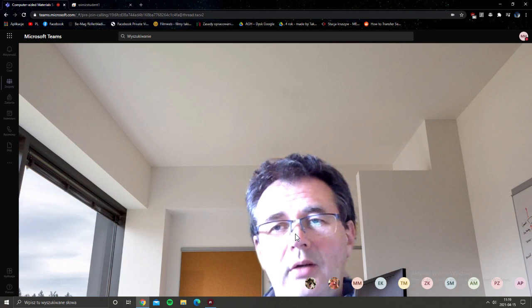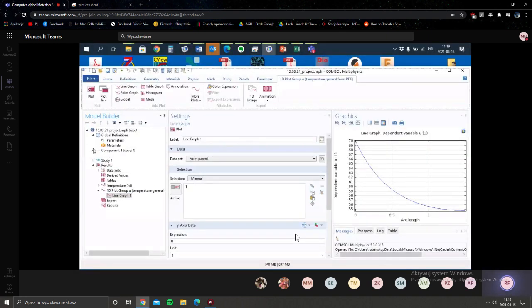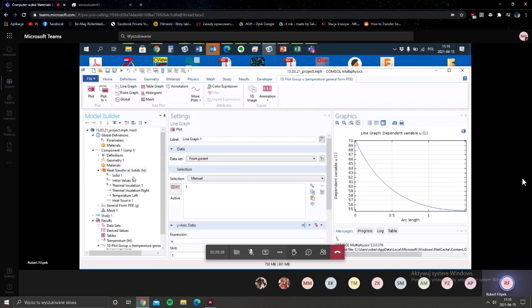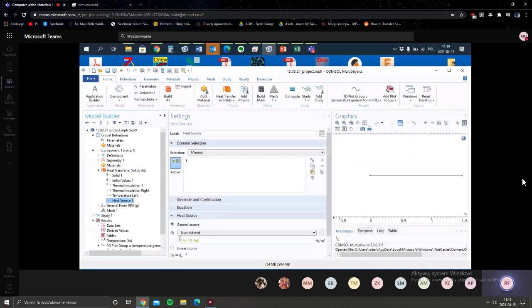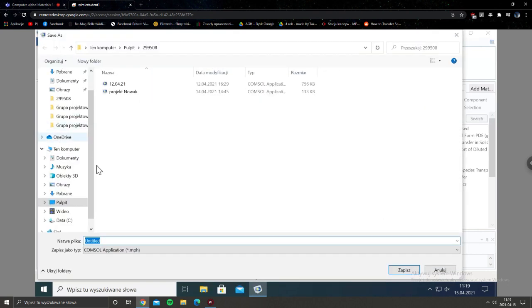Okay, so I will share my screen now. All right. And as you can see, in component one, we have two interfaces: heat transfer in solids and general form PDE. And in heat transfer in solids, we added a heat source, and this heat source at first was without this minus here, and without minus, we really have different behavior. Oh yeah, I see. Thank you. And what is a good idea to do is create something like a comparison. So it means that we can add another 1D plot group.